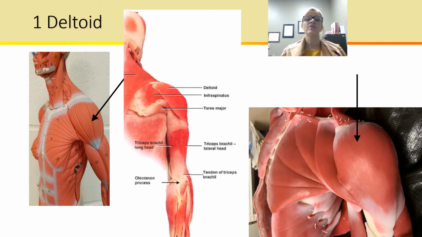All right, so here we have the deltoid. It is a triangular-like shaped muscle. It's going to abduct the arm, so take it away. The anterior fibers are going to flex and then medially rotate the arm, so rotate towards the middle. The posterior fibers are going to extend and then laterally rotate the arm.